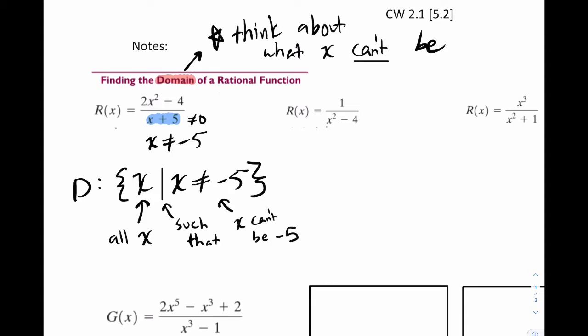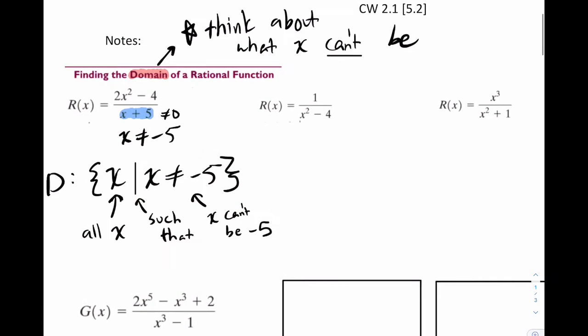So if I had to translate this, all we're saying is that x can be everything except for negative 5. So this is stating x can be everything. And now we're saying except for negative 5. So that's how you're going to write these out. So let's try a couple more examples.